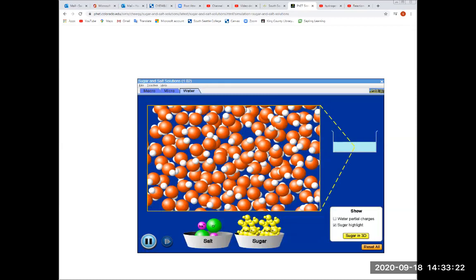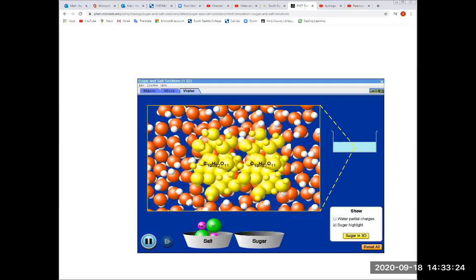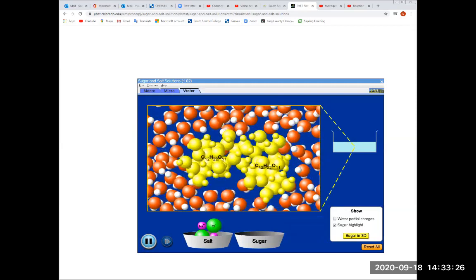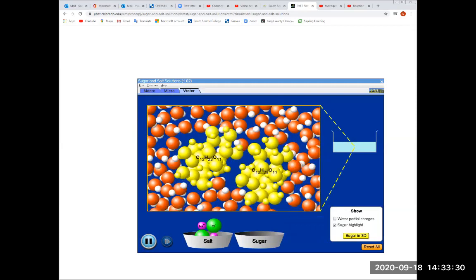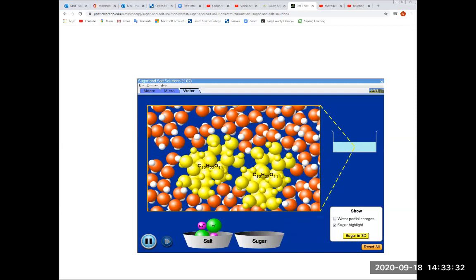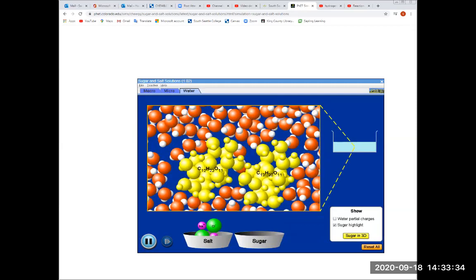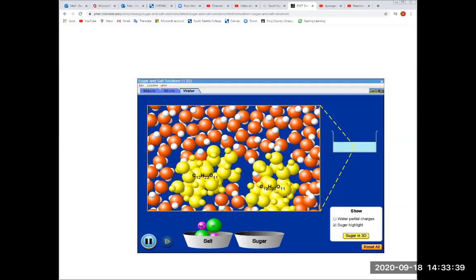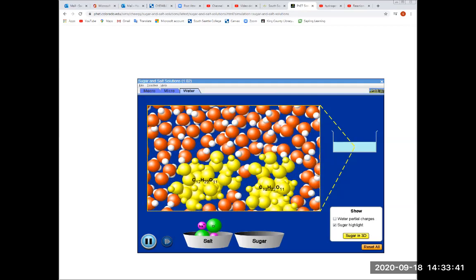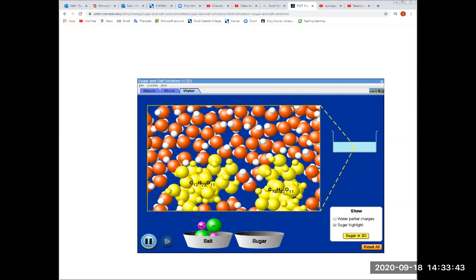Now at the water level, if we put sugar in the water, what will happen? Well, again, the particles of sugar or the molecules of sugar will become separated and surrounded by water, just like the ions for the salt were separated and surrounded by molecules of water.